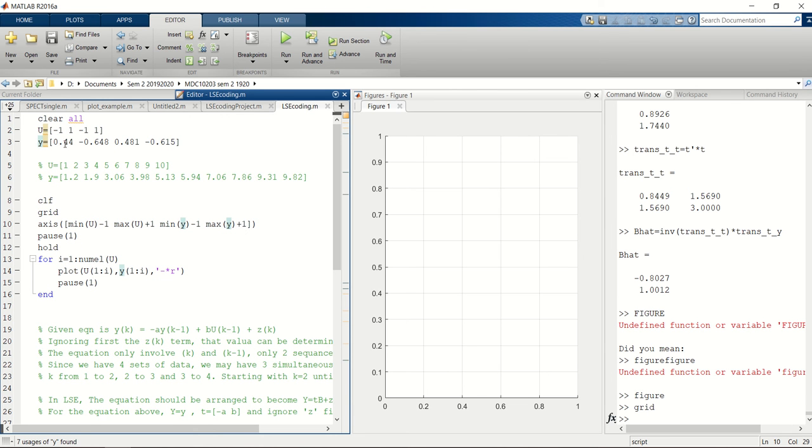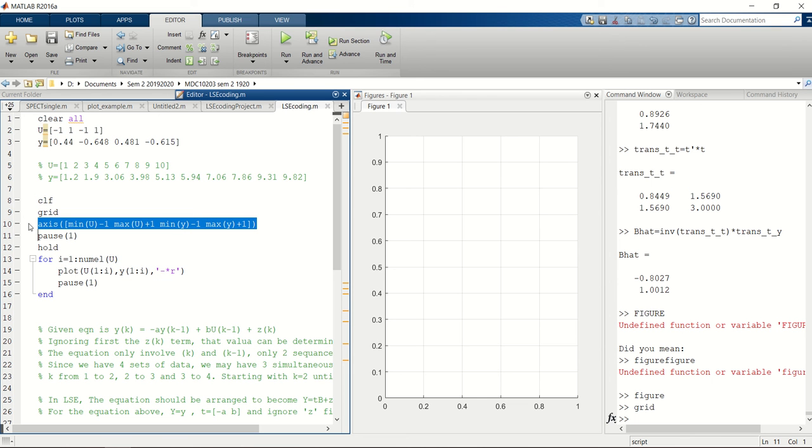Okay, so for y, the minimum value is negative 0.641, and then minus 1. So our bottom limit of y will be negative 1.648, and then the maximum will be the maximum of y. The maximum value is 0.481 plus 1, so 1.481 will be our maximum.